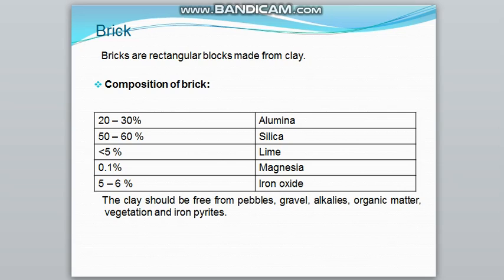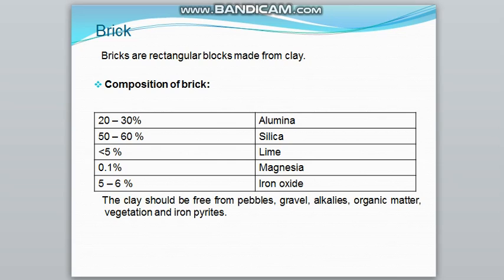Here we can see the composition of brick. Alumina is in the combination of 20 to 30%, silica 50 to 60%, lime less than 5%, magnesia 0.1%, iron oxide 5 to 6%. The clay should be free from pebbles, gravels, alkalis, organic matter, vegetation and iron pyrites.